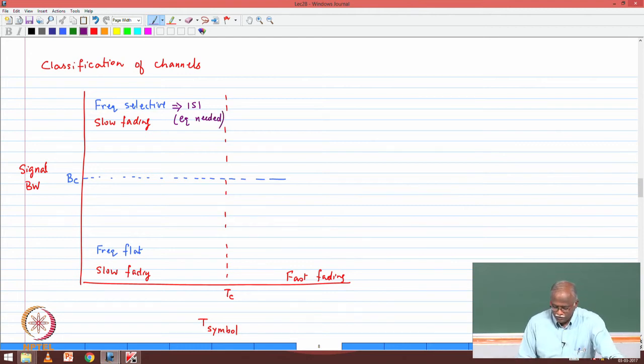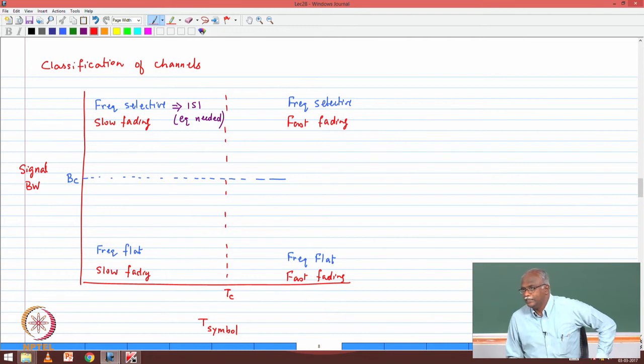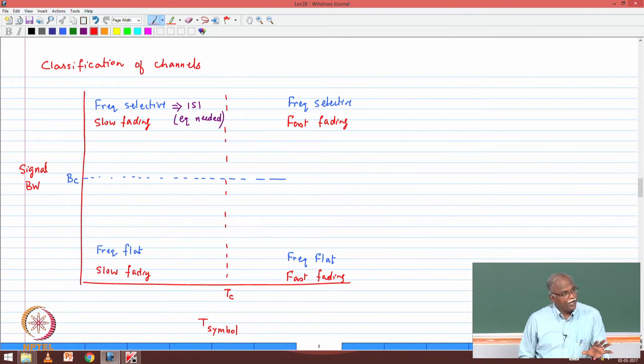Okay. So just complete the rest of the description. This is frequency flat, and this quadrant is frequency selective, fast fading. Now, very quickly tell me which quadrant GSM would fall into. GSM would fall into slow fading because several symbols are experiencing the same channel coefficients, and the channel is time dispersive, so it's frequency selective. So most of our cellular systems will fall here.